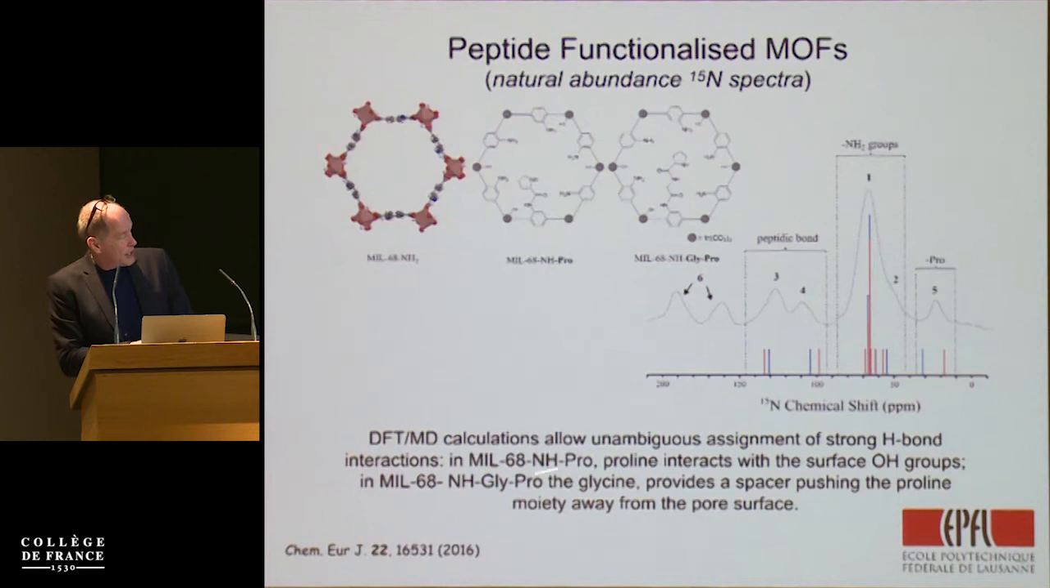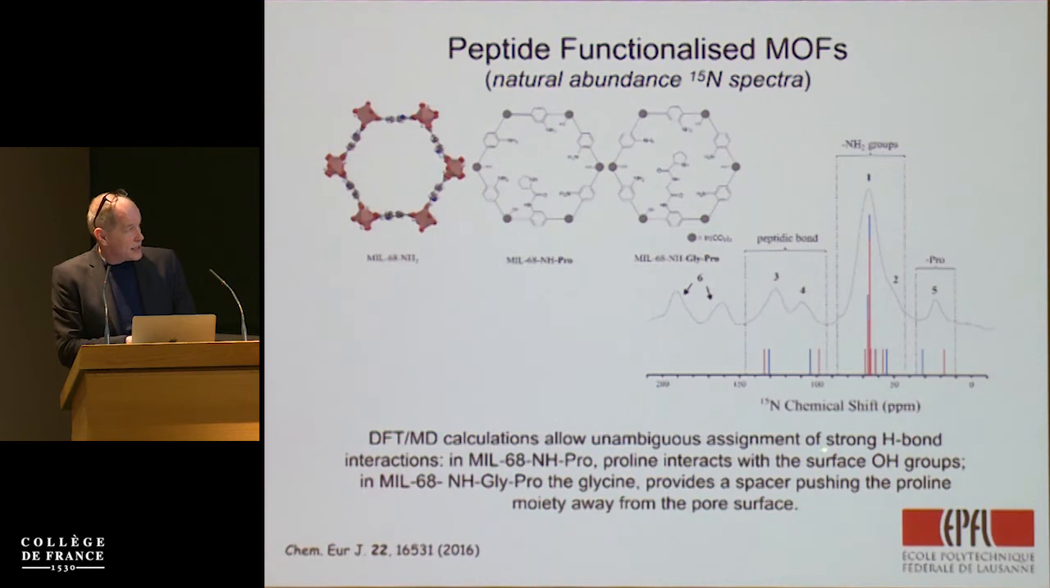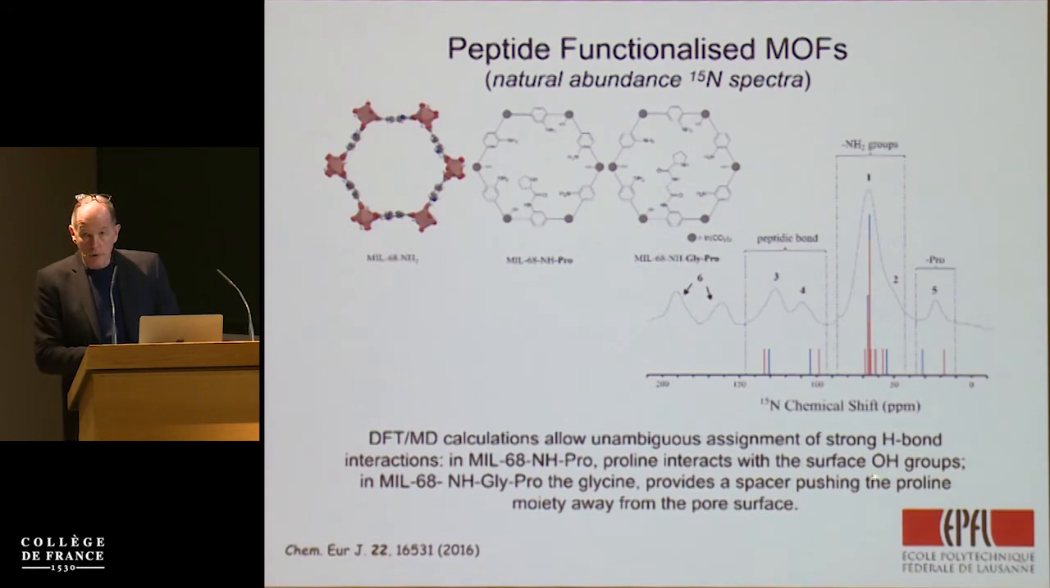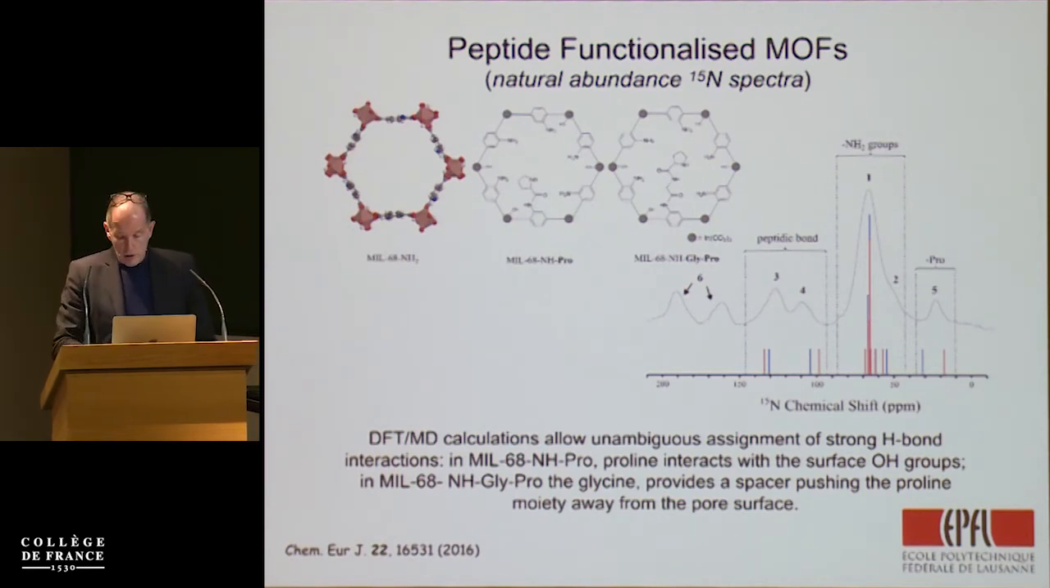And DFT and MD calculations that Carolyn can run allow us to unambiguously assign those shifts in a way that we can clearly identify strong H-bond interactions in the proline modified material with the surface OH groups. So there's an interaction between this and the surface. Whereas in this group, of course, that glycine is acting as a spacer, pushes it out into the cavity, and there are no longer these strong interacting H-bond groups. So we're changing the functionality of the material with this, and we're confirming the structures through actually relatively simple NMR experiments.